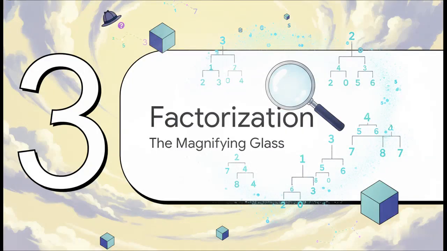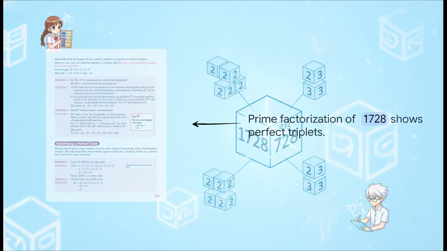All right, Section 3, the magnifying glass, factorization. But what happens when we stumble upon a massive number and we need to know for sure if it's a true perfect cube? We need our primary detective tool. Prime factorization basically breaks a number down into its absolute core ingredients. For a number to be a perfect cube, it absolutely must adhere to the rule of 3. Look at the number 1728. If we break it down into its prime factors, we get a long string of 2s and 3s.